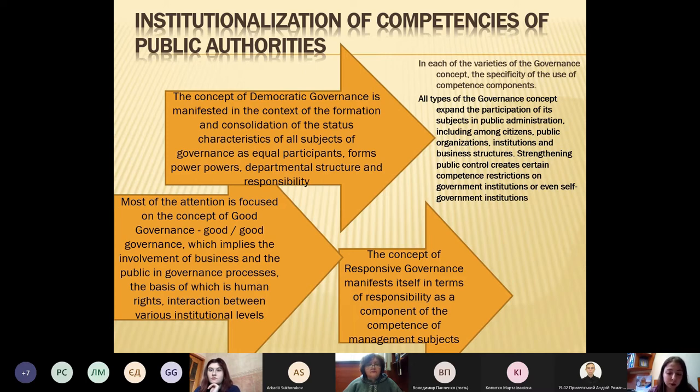Most of the attention is focused on the concept of good governance, which implies the involvement of business and the public in the governance process, the basis of which is human rights and interaction between various institutional levels. All types of governance concepts explain the participation of its subjects in public administration, including citizens, public organizations, institutions and business structures. Public control creates a certain competence structure in government institutions or even self-government institutions.